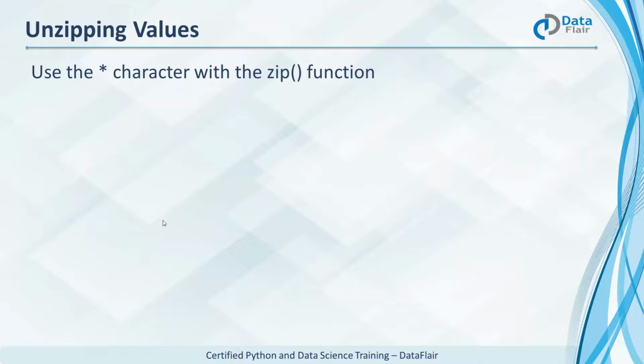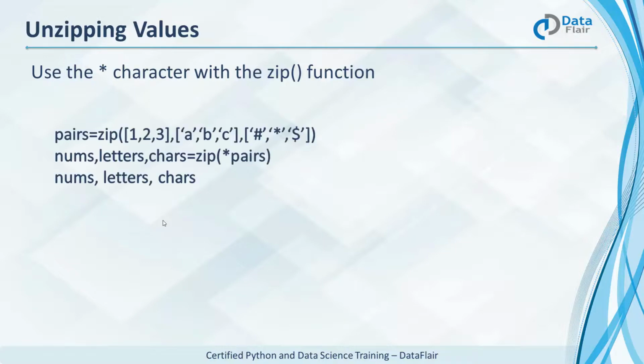If you can zip values together, you can also unzip them with the asterisk character. Pairs is the name we give to the set of zipped tuples for these 3 lists. We unzip pairs into the variables nums, letters and chars. Printing them gives us the original values.